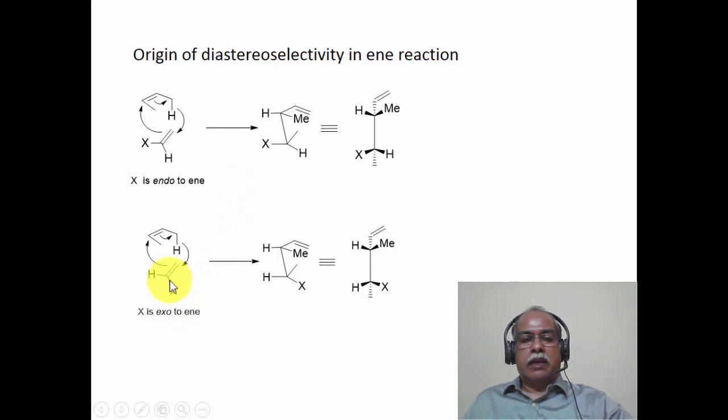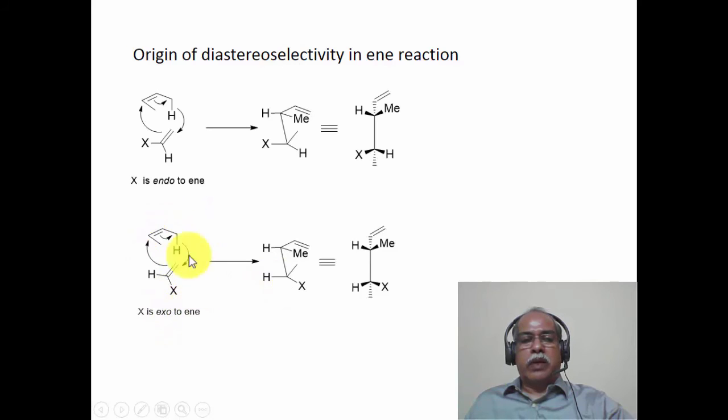Here you can see the CX bond is exo with respect to the ene. Here the CX bond is endo with respect to the ene. The hydrogen is transferred onto the beta position here, with the concomitant formation of the bond at the alpha position with this particular carbon, resulting in the formation of these two products. This product is similar to a threo kind of product, whereas this is similar to an erythro kind of product. So the transition state is what is clearly shown here.